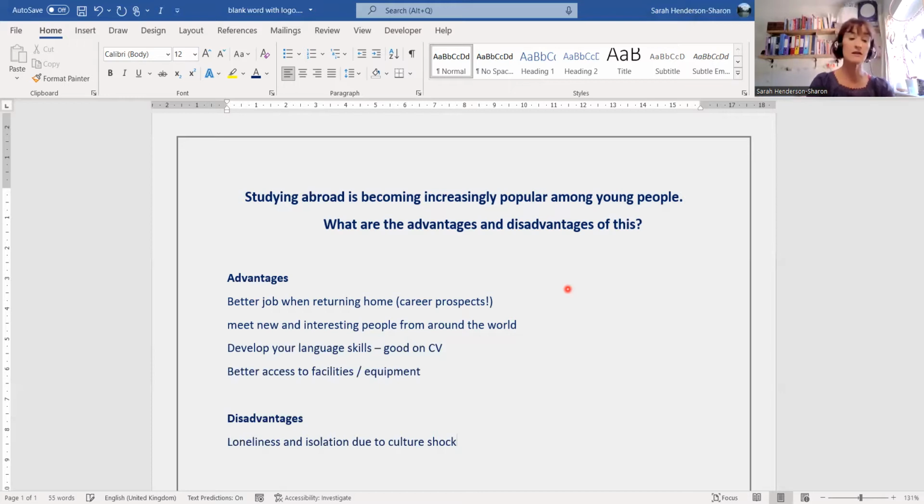It can be very challenging to live abroad. You might get culture shock. You might feel very lonely. You might miss your family, all that kind of stuff.